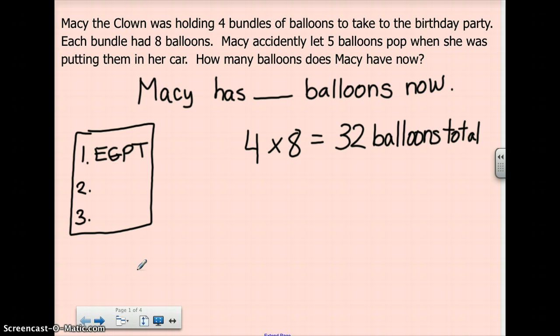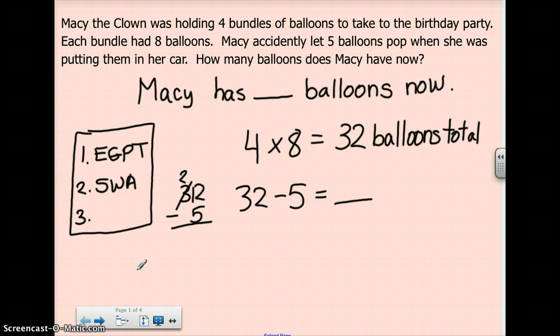But then Macy accidentally let 5 balloons pop when she was putting them in the car. So what thinking pattern goes with this? Well, some went away, which is subtraction, so they will put SWA. So you have the 32 balloons minus the 5 that popped, which gives you 27 balloons.